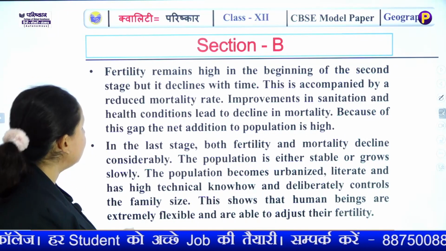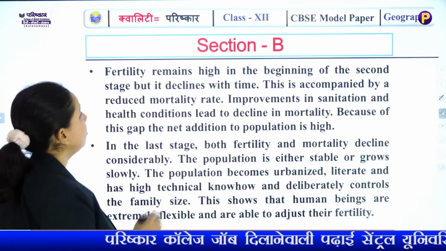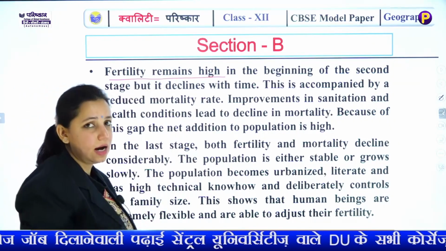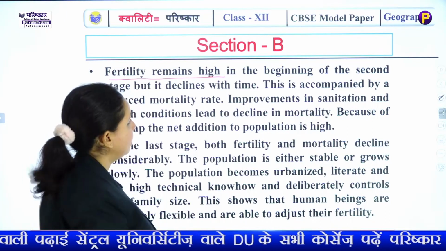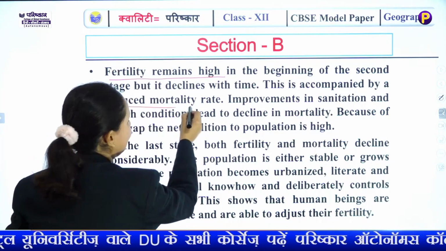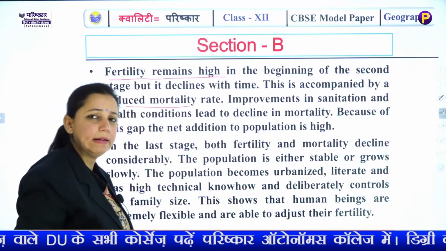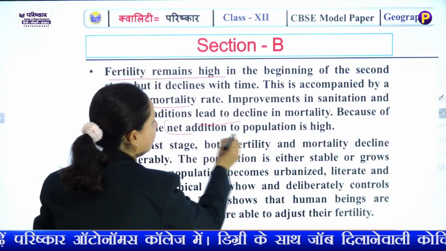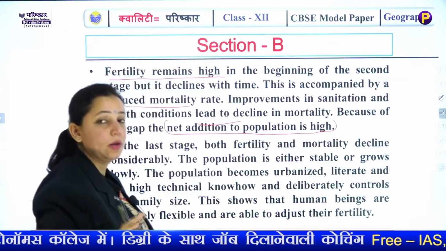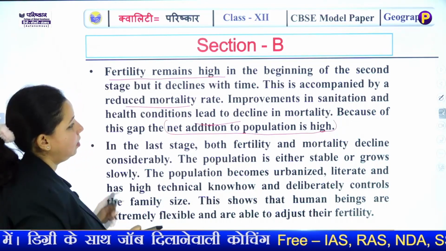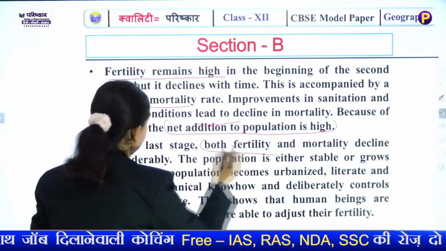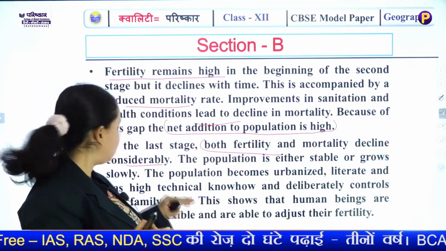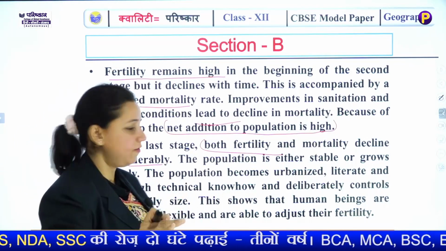In the second stage, fertility remains high but mortality starts decreasing. It is accompanied by reduced mortality because there was improvement in healthcare facilities and sanitation. But still the net population remains high. Now the third stage, both fertility and mortality start decreasing. The population is either stable or grows at a very slow pace.